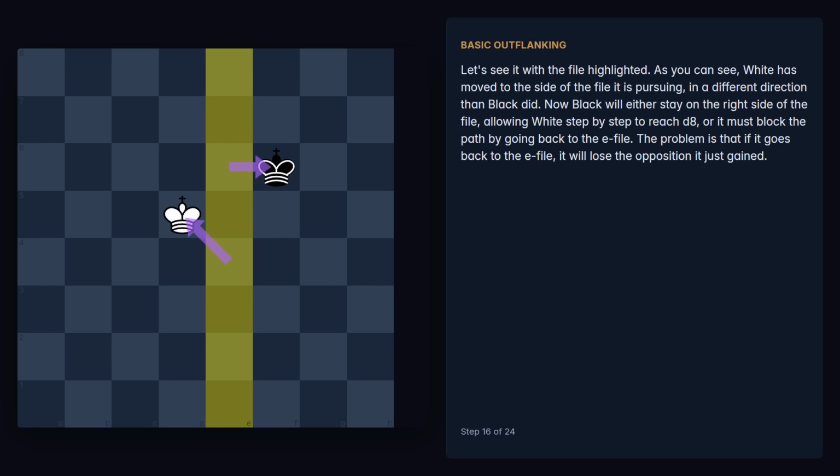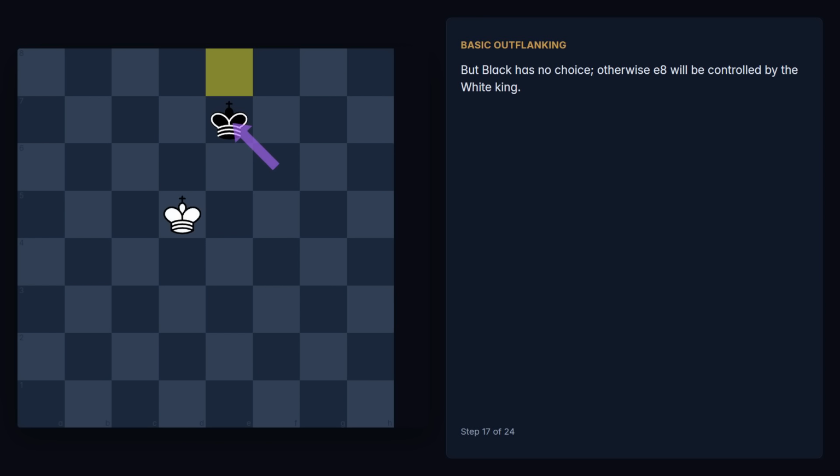Let's see it with the file highlighted. As you can see, white has moved to the side of the file it is pursuing, in a different direction than black did. Now black will either stay on the right side of the file, allowing white step by step to reach d8, or it must block the path by going back to the e-file. The problem is that if it goes back to the e-file, it will lose the opposition it just gained. But black has no choice, otherwise e8 will be controlled by the white king.